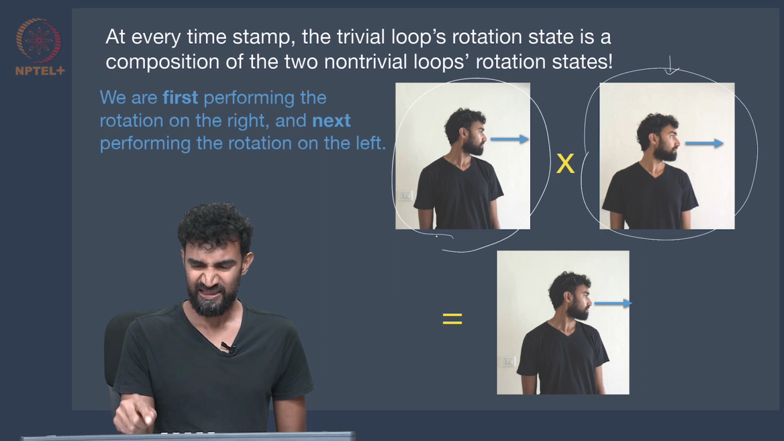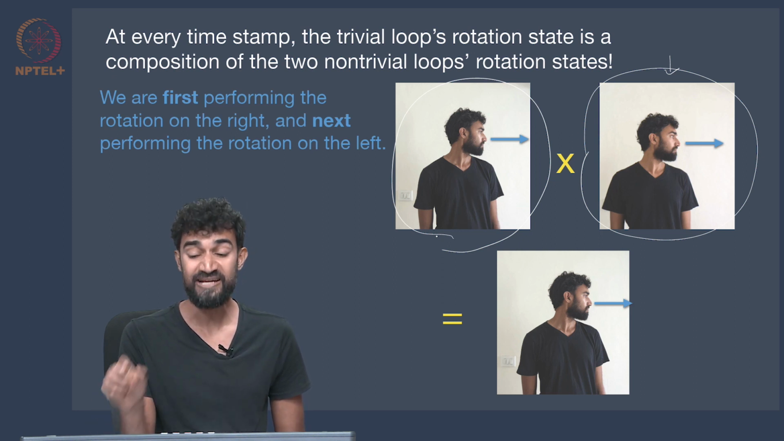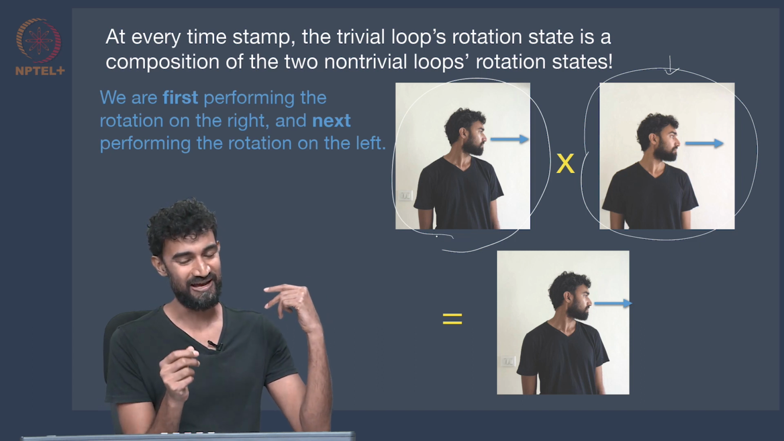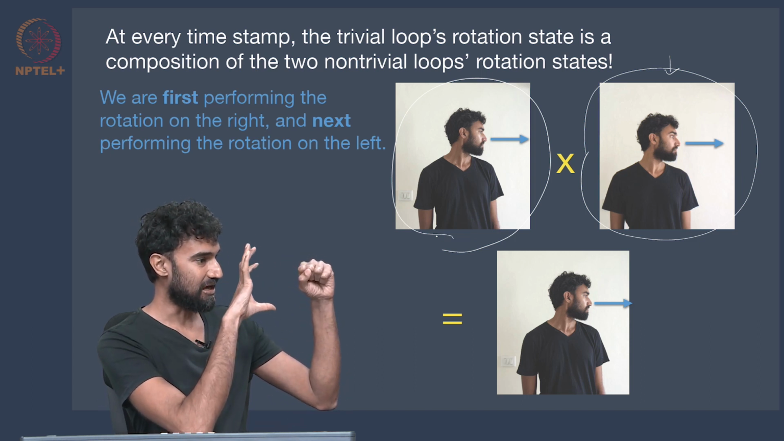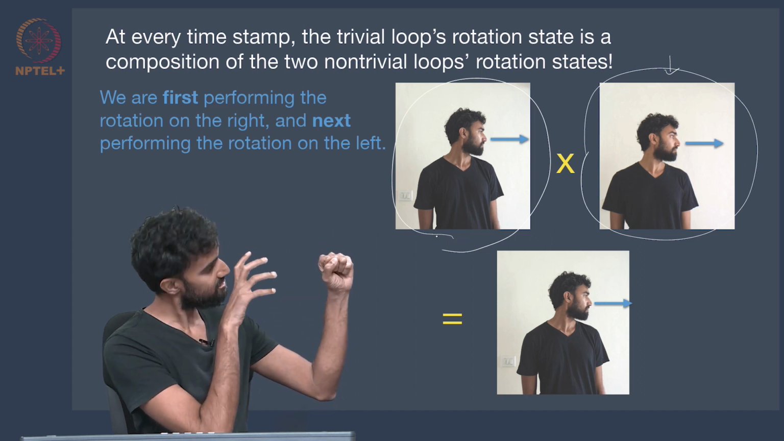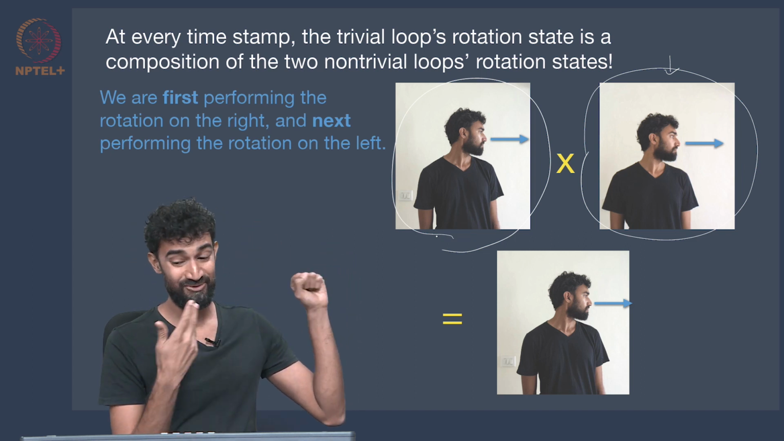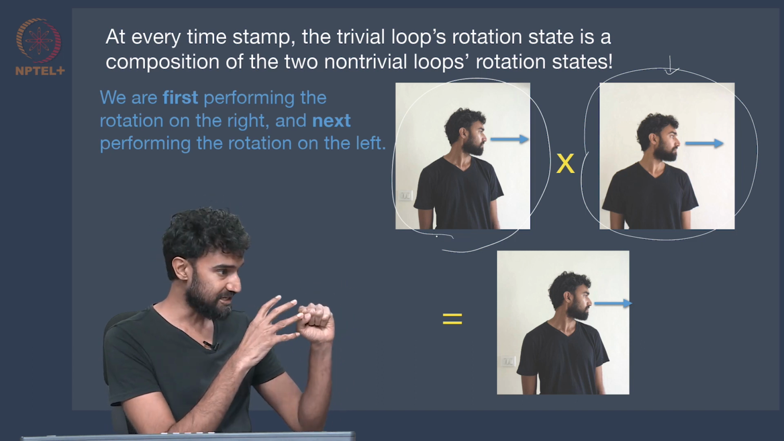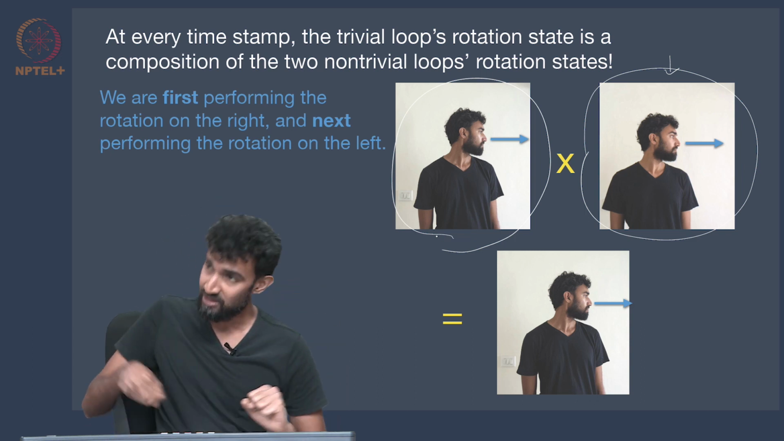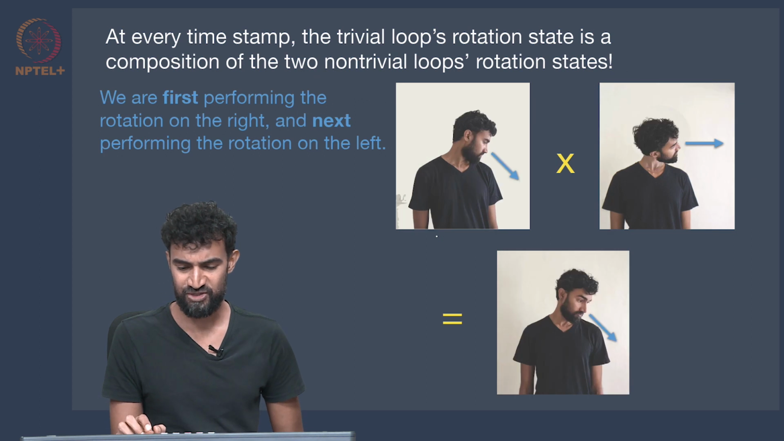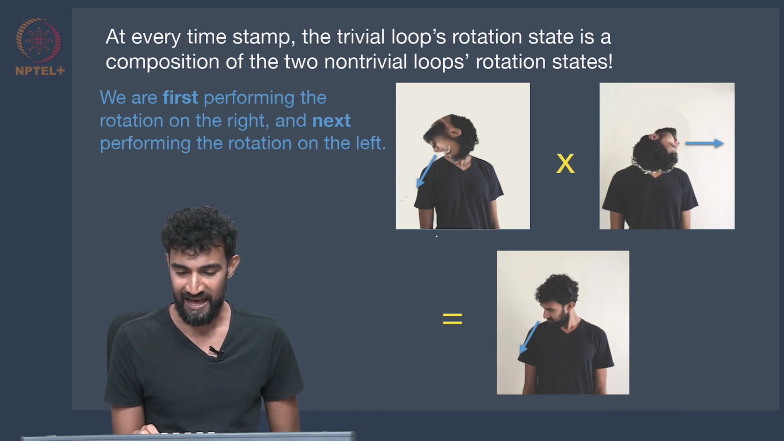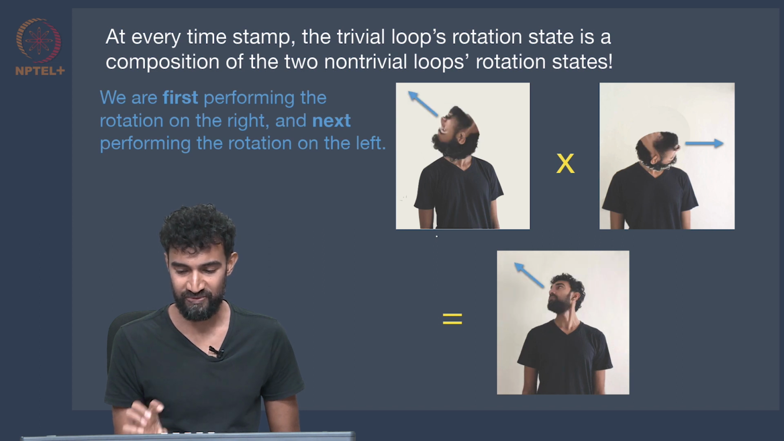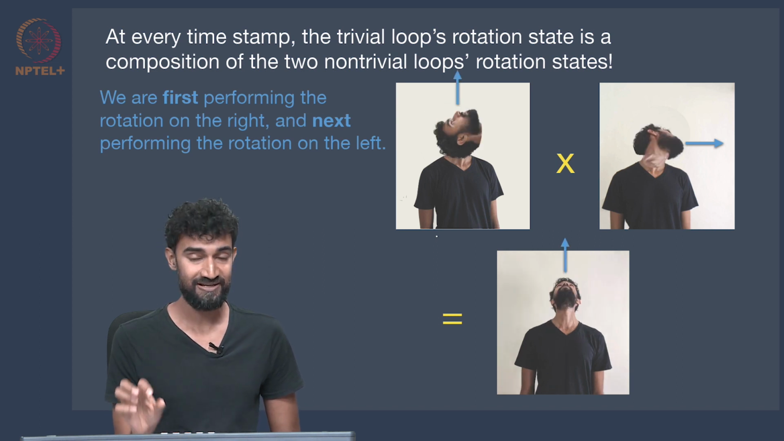So let's just see that animation again. They're both impossible to actually do with your head, but the rotation on the right is rotating with respect to this axis, this nose axis. This is the extent to which I can do it in real life. And the rotation on the left that you see is rotating the nose axis itself around. So let's pay attention to those quickly. The right is spinning with respect to the nose axis. The left is rotating the nose axis itself. And when we multiply those together, at every time step, we get the state of the trivial loop.